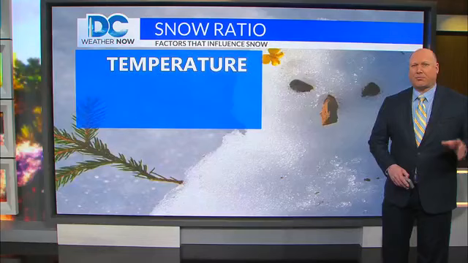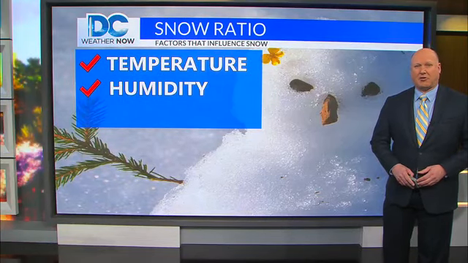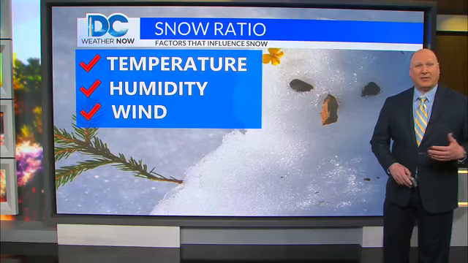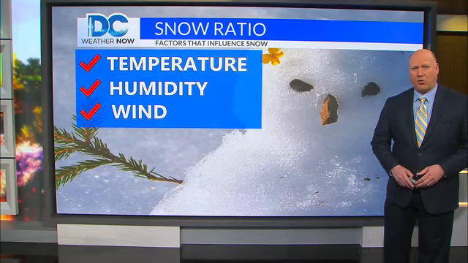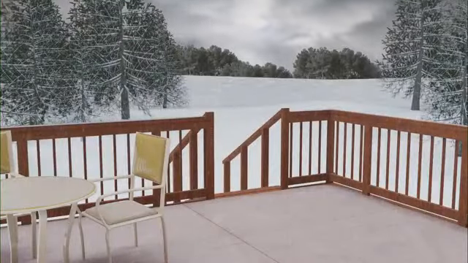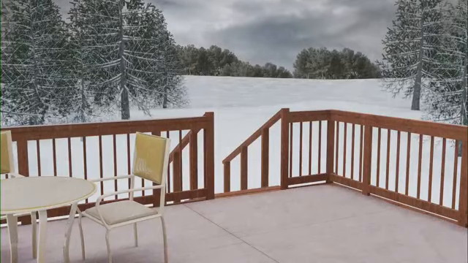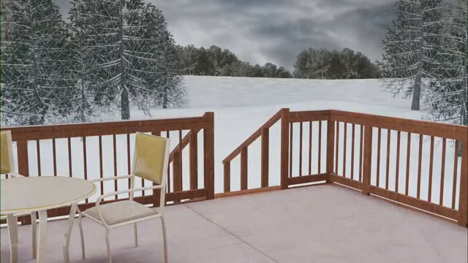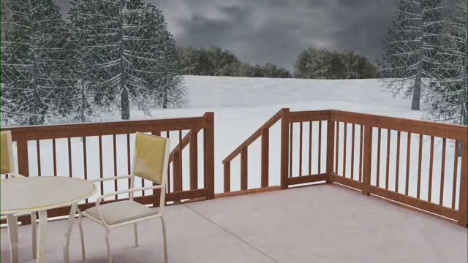Now, temperature is the primary factor influencing snow ratios, although other regional and meteorological factors like humidity and wind and even a storm's path also play a role. In general, the snow to liquid ratios are 10 to 1, 15 to 1, and 20 to 1, meaning that 1 inch of rain falls over a region for every 10 inches of snow.